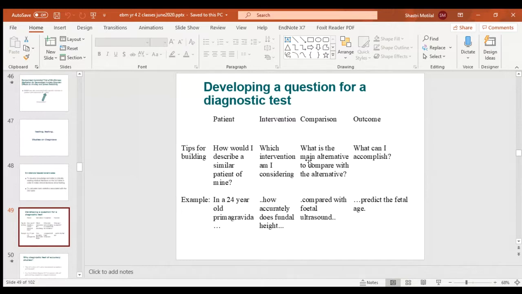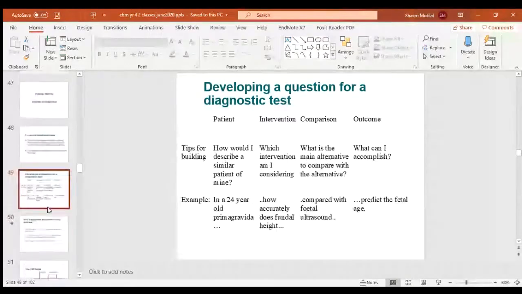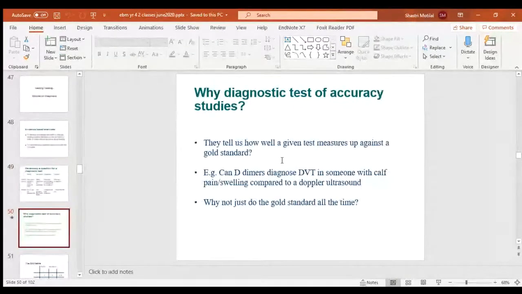So all diagnostic studies try to answer a question like this. In patients who might have a particular condition, how well does some test, the intervention, compare to some gold standard in predicting the outcome? Right? So this is what DTA studies tell us. And I have another example here on this slide. Can D-dimers diagnose DVT in someone presenting with calf pain and swelling, compared to a Doppler ultrasound?